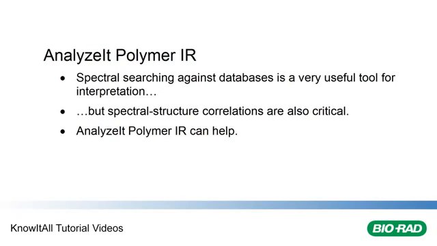Spectral searching against databases has traditionally been used to identify and classify polymer compounds. However, there are cases when more information is desired, such as spectral structure correlation. This is where AnalyzeIt Polymer IR, in tandem with a knowledge base of polymer spectral structure correlations, can help.